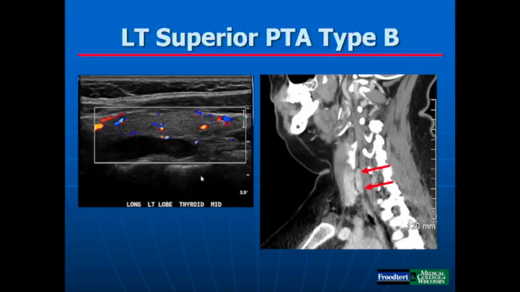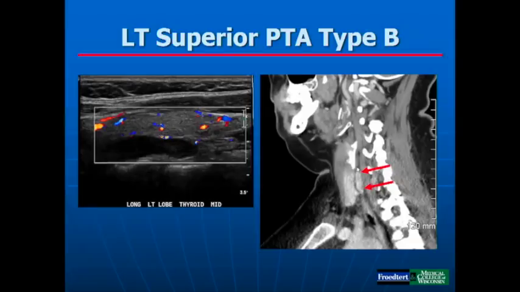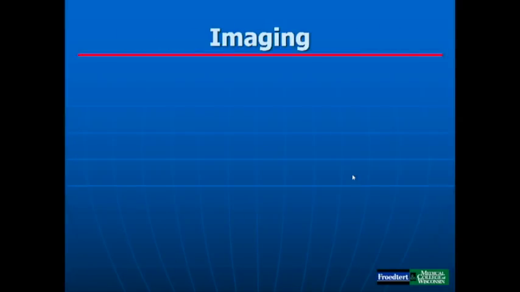In the tracheoesophageal groove, this is a longitudinal view of the left lobe. This is a hypoechoic elongated structure that is a big adenoma. And here you can see in the lateral reformat, this is the thyroid lobe, and in the tracheoesophageal groove, this elongated gland. So this is the second most common location. The most common is this location, the type E.